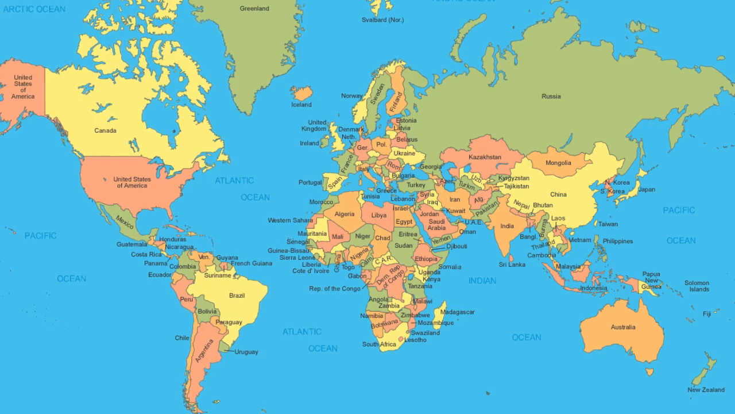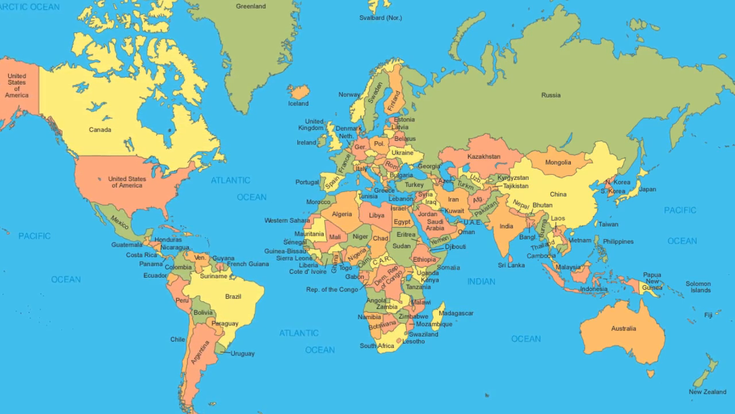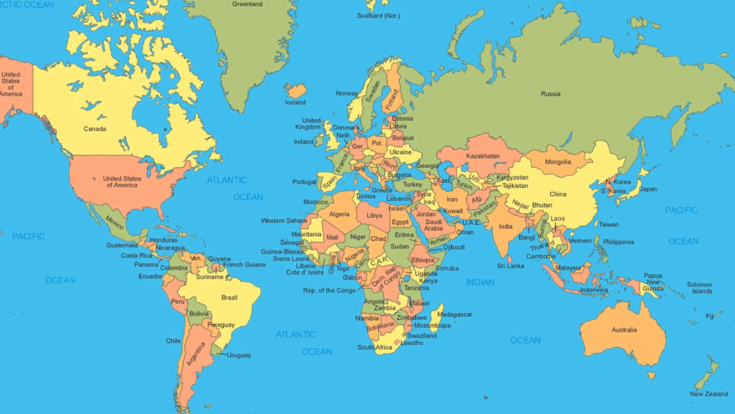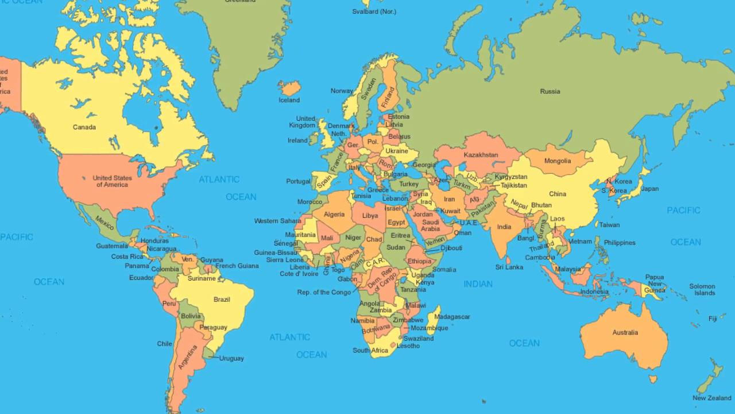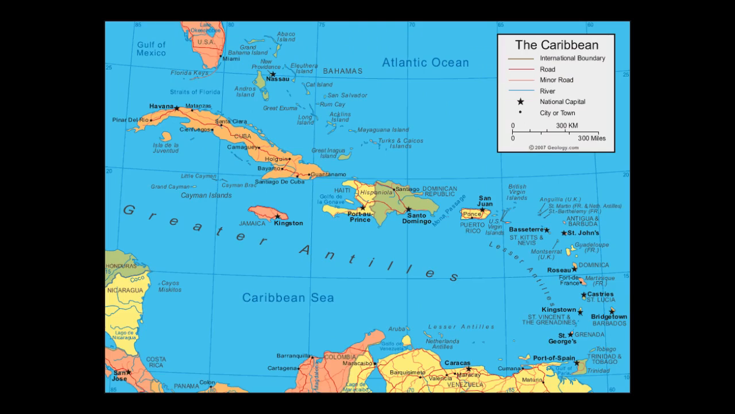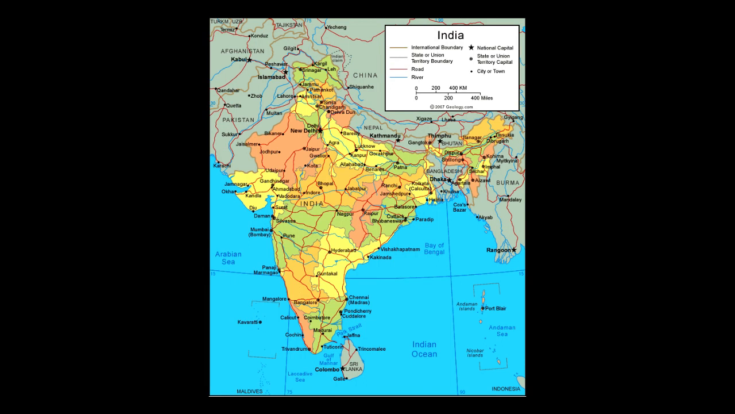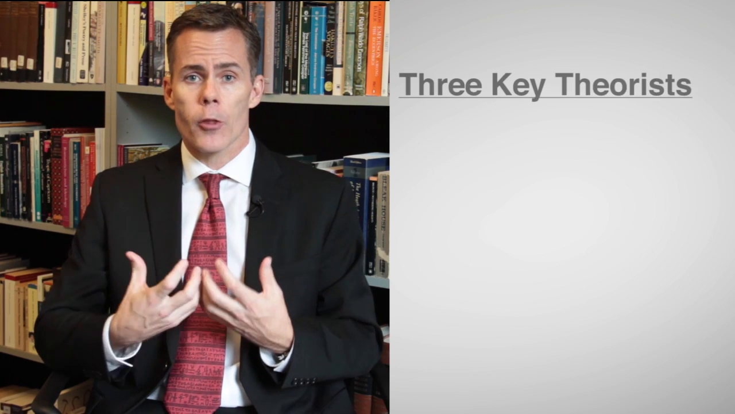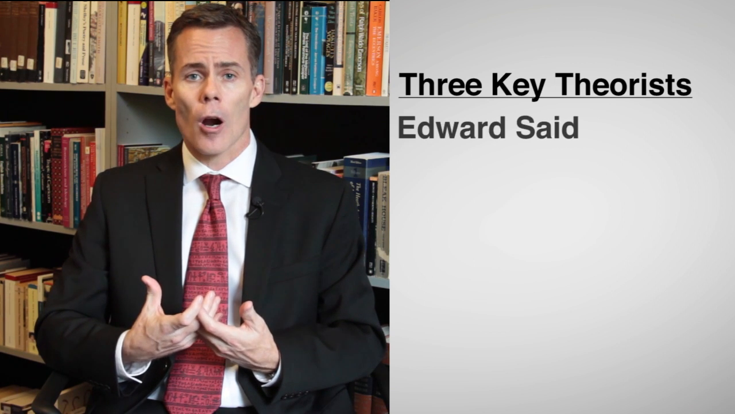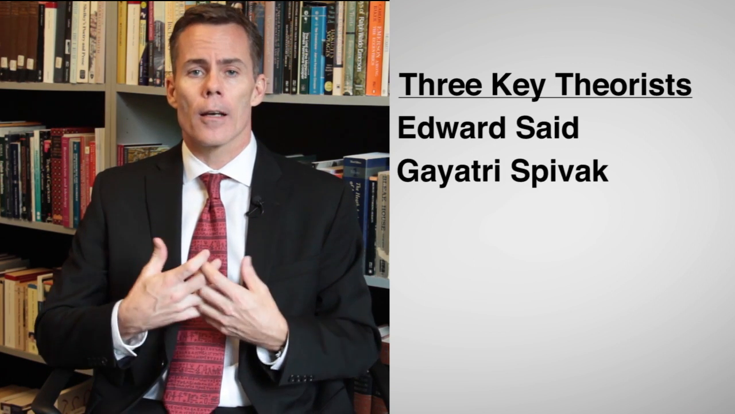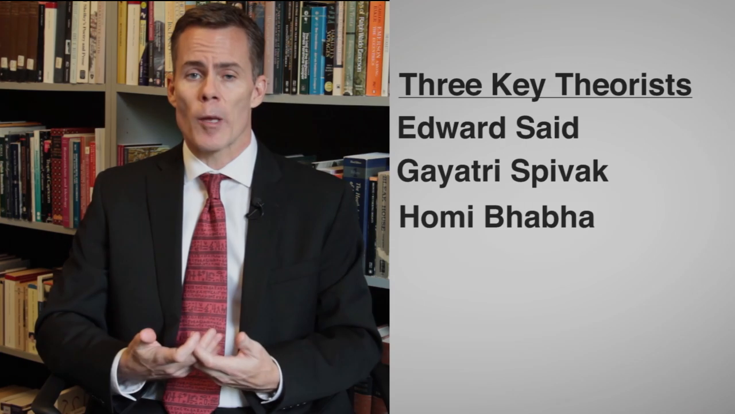While many authors have talked about the effects of imperialism around the globe, Asia, Africa, the Americas, Australia, in this class we're mainly interested in European colonies and former colonies in Africa, the Caribbean, Ireland, and India. We'll also be talking about three main theorists in this video. Their names are Edward Said, Gayatri Spivak, and Homi Bhabha.